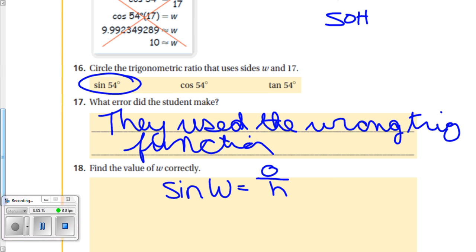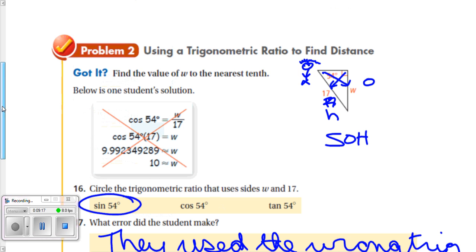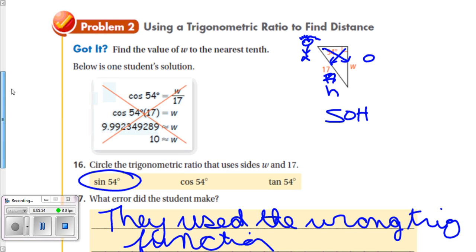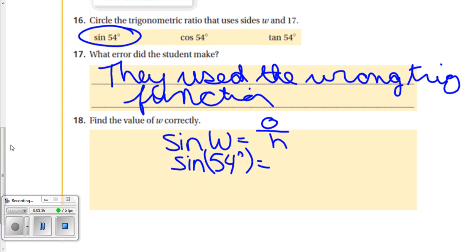Okay, so I know the measure of the angle is 54. Okay, it's the angle I'm looking from. So if I'm trying to find a side length, guys, I have to have one side and one angle. So the sine of 54 is equal to the opposite, which is W. We don't know that one, over the hypotenuse, which is 17.